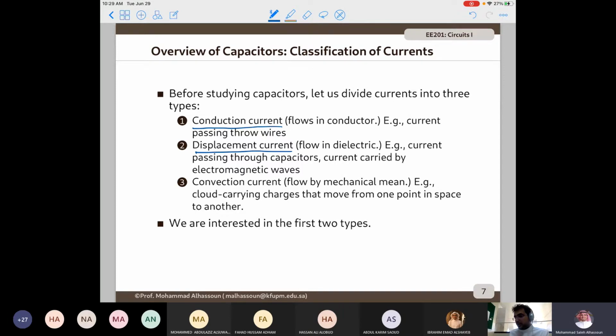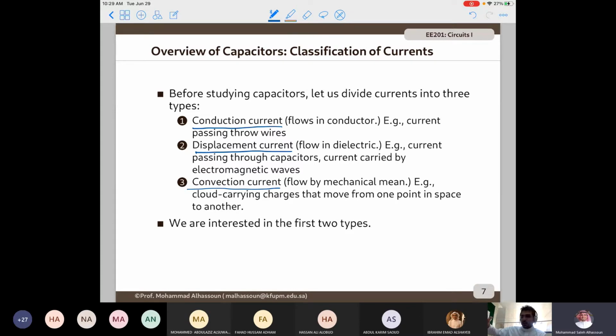The last part is the convection current, which is a current that flows by mechanical means. Remember, the current is a flow of charges. If you take a group of charges and move them from one point in space to another, imagine that you have a bag of charges.